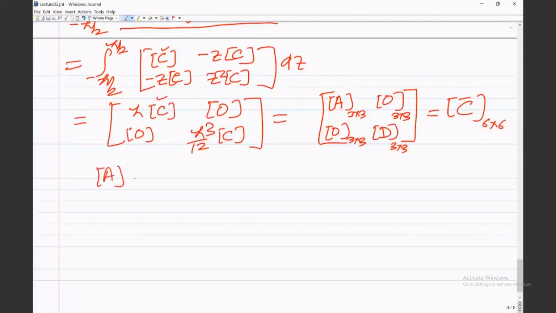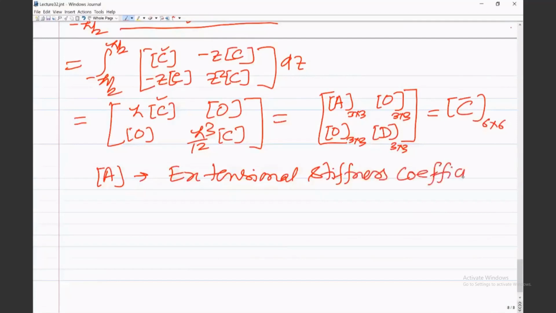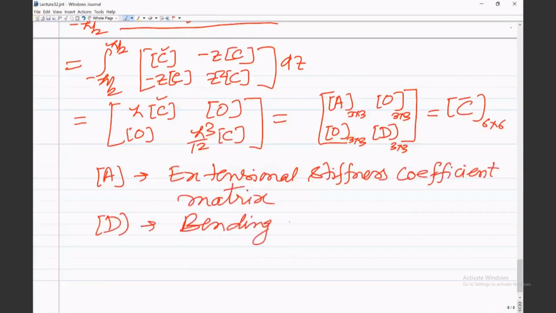So there is a name for this. A is known as extensional stiffness coefficient matrix, and D is bending stiffness coefficient matrix.